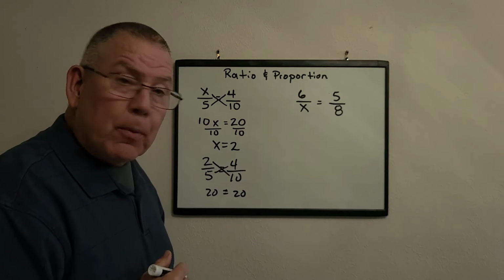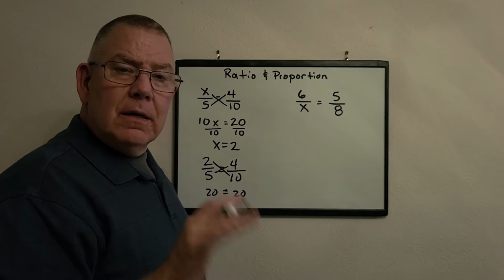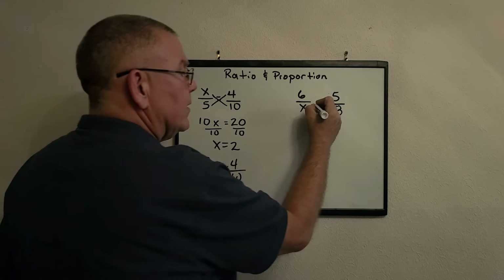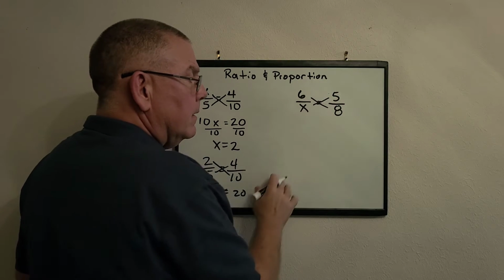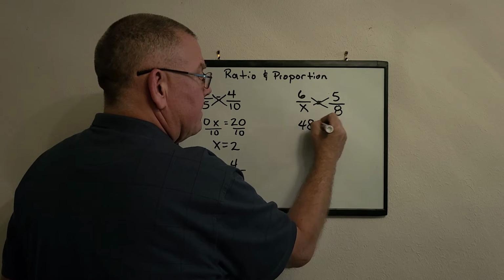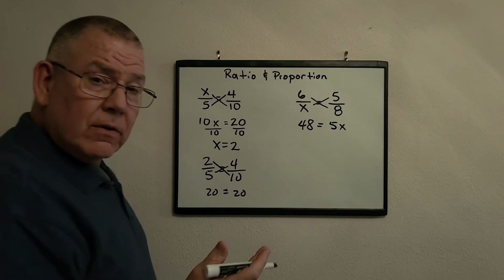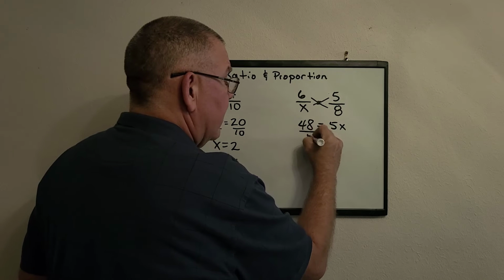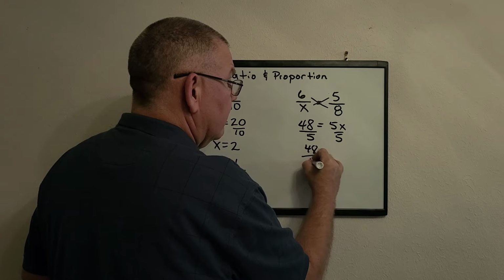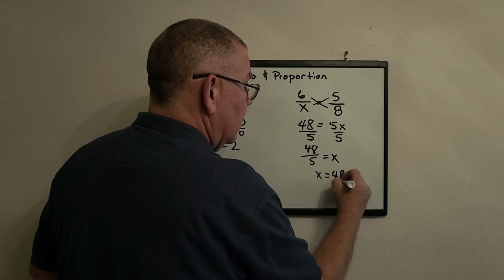So they are proportional. Over here, this one's a little bit more difficult. It's not going to be a whole number. Okay, so let's talk about what we do first. We're going to cross multiply. So I'm going to say 8 times 6 is 48. And then x times 5 is 5x. Now here, I'm going to divide both sides by 5. And I have 48 over 5 equals x, or x equals 48 over 5.